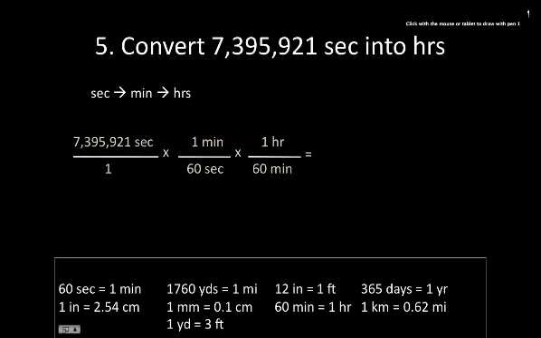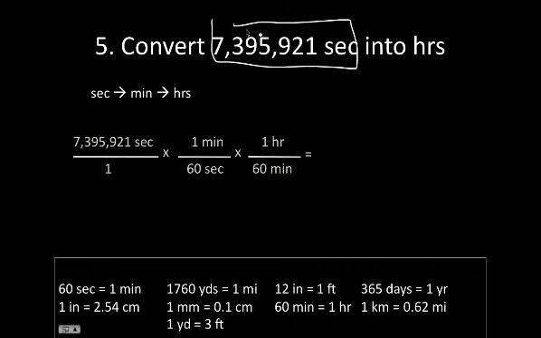That's fine. Okay, looking at number 5, we have another quick problem here. We're going to convert 7,395,921 seconds into hours. So to do that, I'm going to go from seconds to minutes to hours. Here's what we have, 7,395,921 seconds over 1. I multiply that times 1 minute over 60 seconds to go from seconds into minutes. I want to get rid of the minutes and go into hours. So I put minutes down below, hours on top, using the relationships that were given down here.